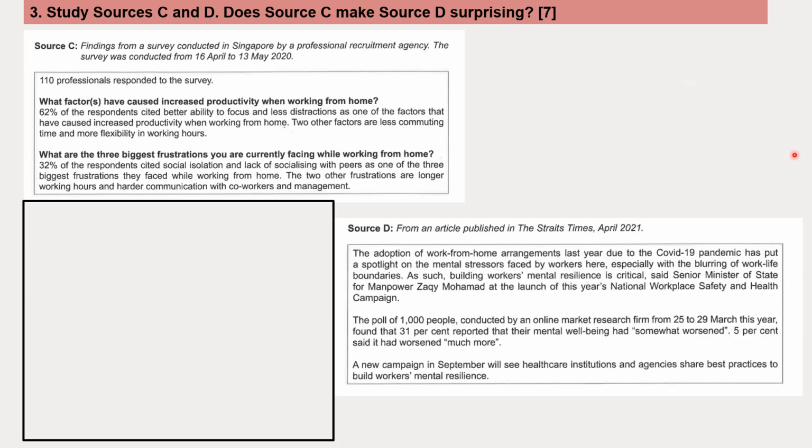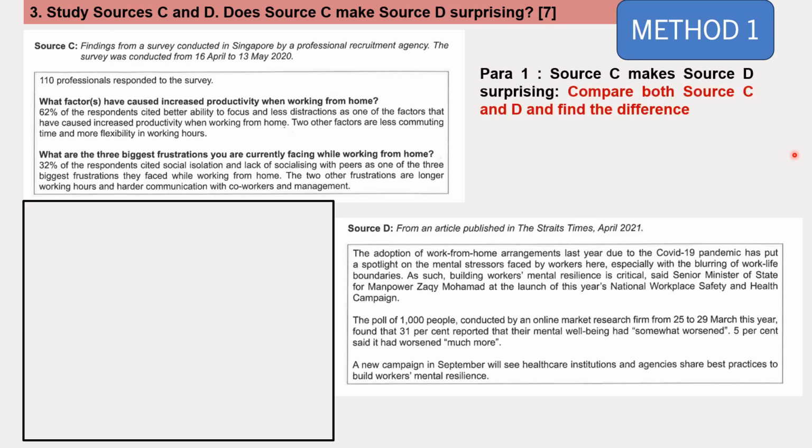So we are going to go through method 1, and method 1 is really about I want to compare the differences. The reason is because it's surprising. Something is surprising because the two sources don't match. That's why they are surprising. And if you look very carefully, let's read source C. Source C does say that 62% in comparison to the 32% that says negative things. Actually it seems quite positive.